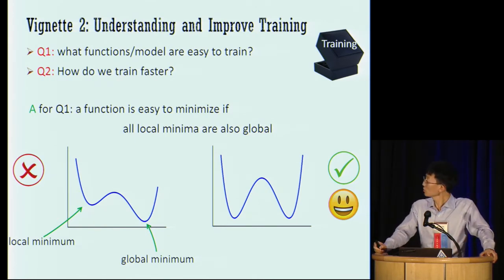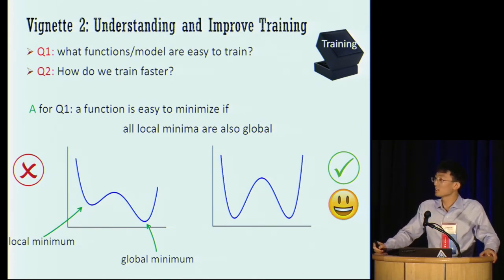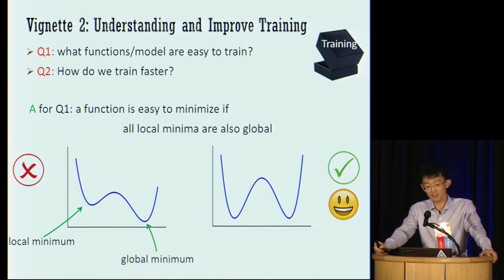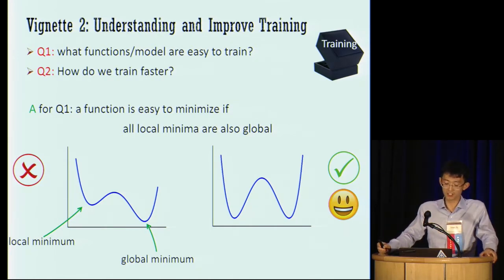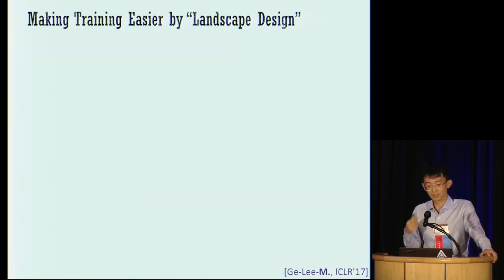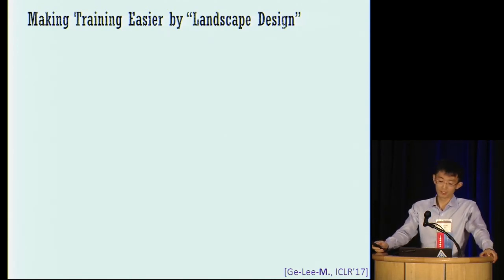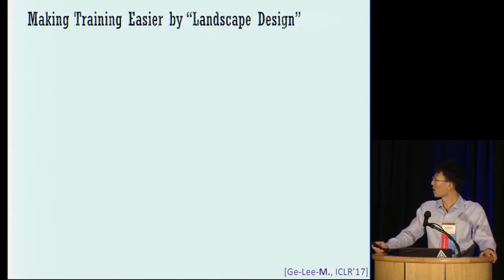So now we understand what functions are easy to minimize. And the next question is, how do we make a function easier to minimize? So that's this idea called landscape design, or reshaping the loss, which we want to use to make the training easier. So let me give you an example about a toy case.